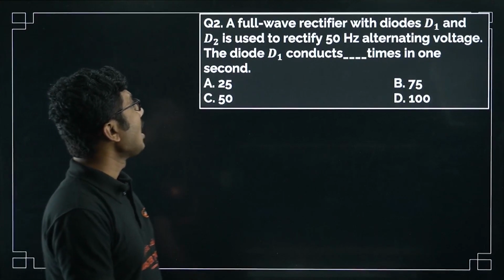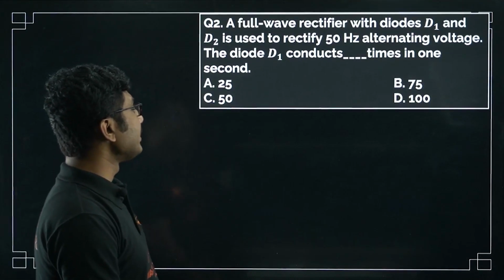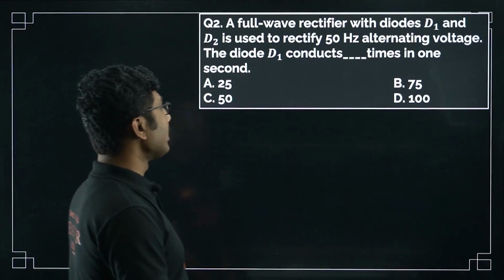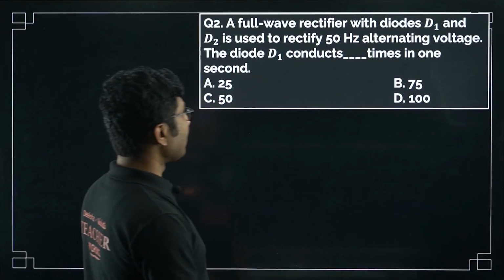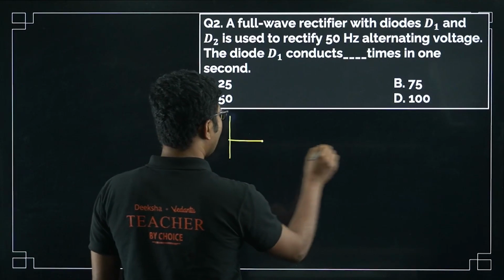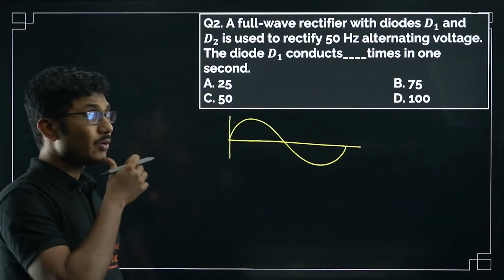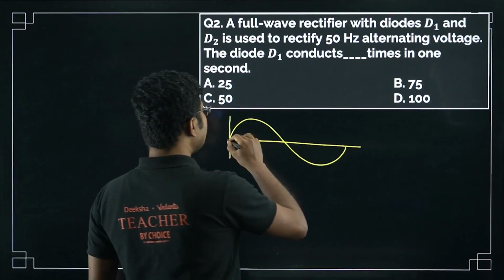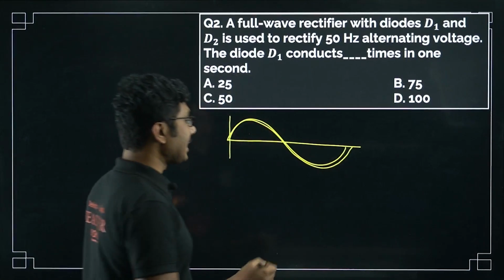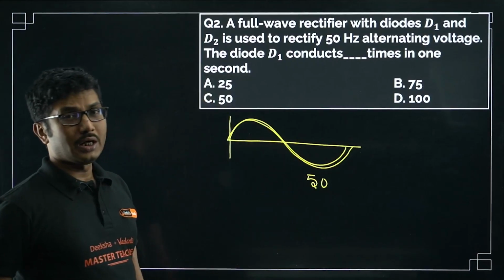Next question. A full wave rectifier with diodes D1 and D2 is used to rectify 50 Hz alternating voltage. The diode D1 conducts dash number of times in 1 second. So in one wave, this is one wave. Okay, 50 Hz frequency means this type of wave is basically passing every second 50 times. Okay, 50 times this wave is passing through the circuit.